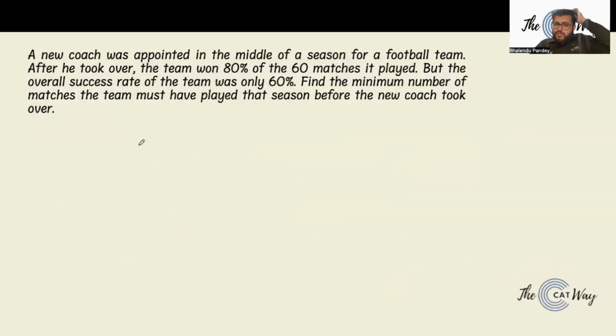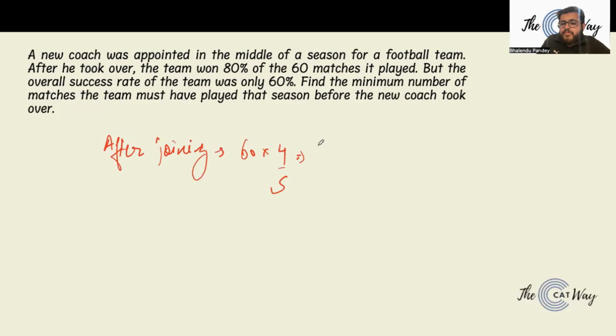So a new coach was appointed in the middle of a season for a football team, right? Okay, so he was appointed in the middle of the season. After he took over, the team won 80% of the 60 matches it played. So after joining, they played 60 matches, out of which they won 80%, that is 4 by 5. So how many matches did they win? 48 matches. Now it says, but the overall success rate of the team was only 60%.